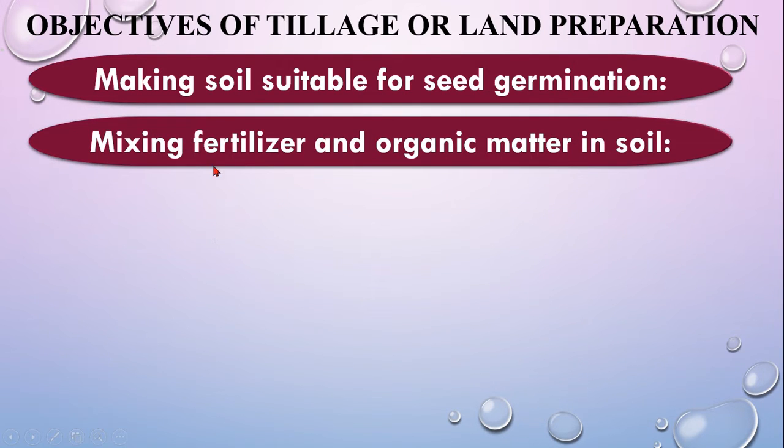Next point is mixing fertilizer and organic matter in the soil. If you do not till the soil or land properly, then you will not be able to mix the fertilizer or organic matter into the land. That is why you need to till the land properly first, then you can easily mix the fertilizer and organic matter into the land.